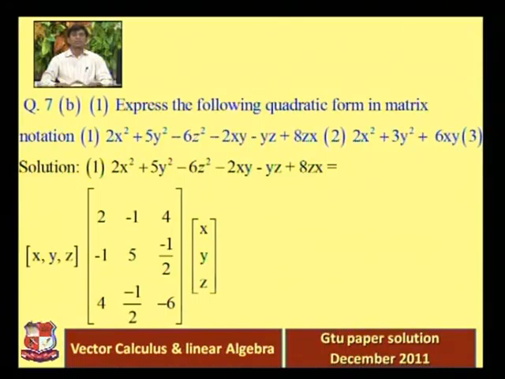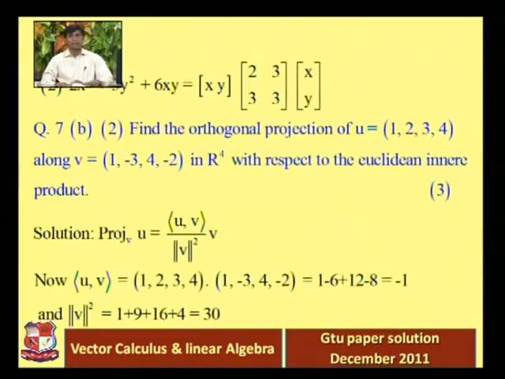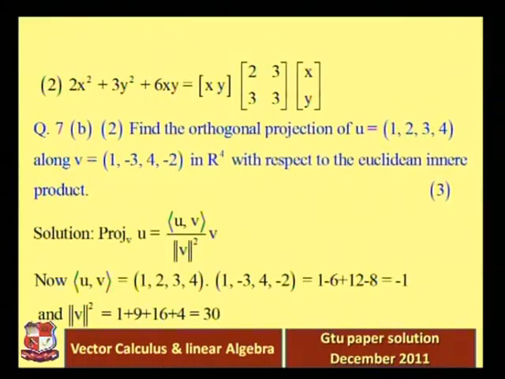So here is the matrix notation. The matrix is [2, minus 1, 4; minus 1, 5, minus 1 by 2; 4, minus 1 by 2, minus 6] multiplied by (x, y, z). Similarly, you can define 2x square plus 3y square plus 6xy, that is a 2 cross 2 matrix. In the main diagonal we have 2 and 3, and in the other positions we have 3 and 3, since 6 divided by 2 is 3. So [2, 3; 3, 3].